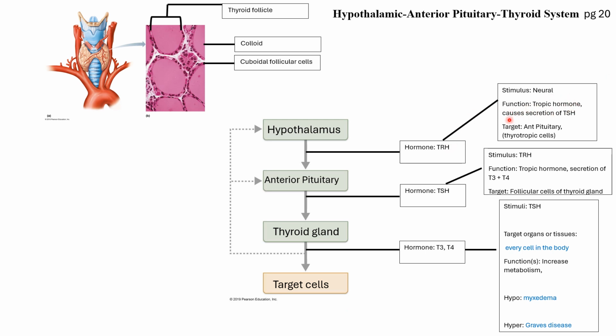Neural stimulus. And what is the function? Function of TRH, it is a tropic hormone. It means it causes secretion of TSH from the anterior pituitary. Target is the anterior pituitary, thyrotropic cells in the anterior pituitary.